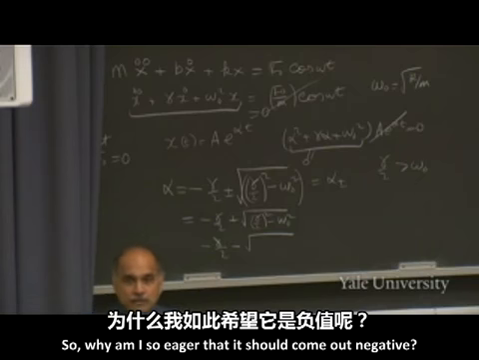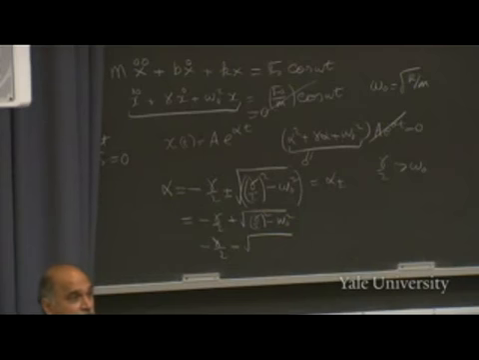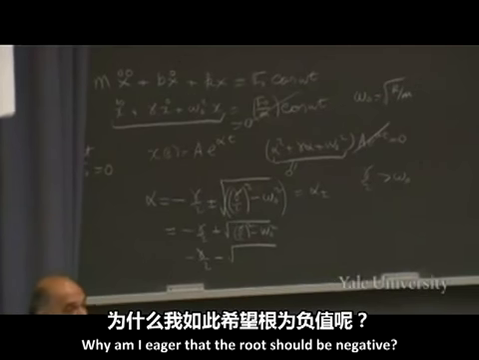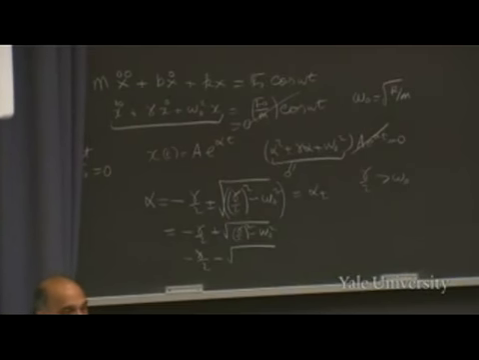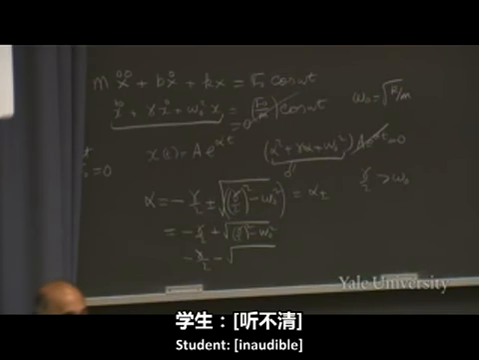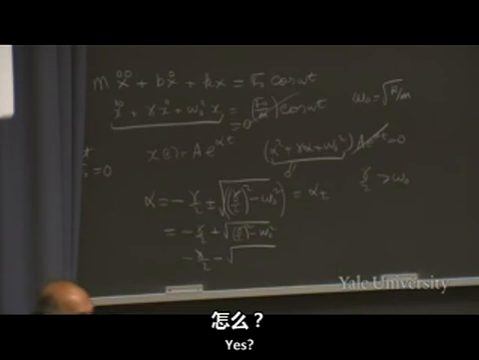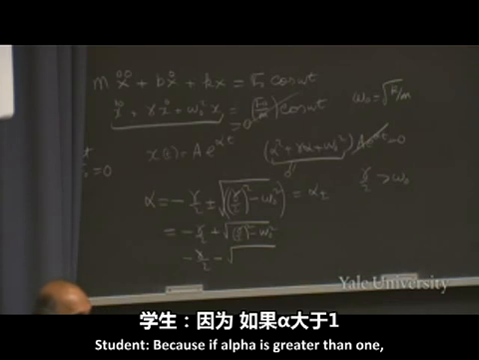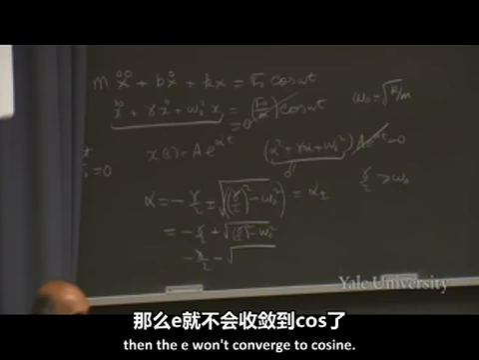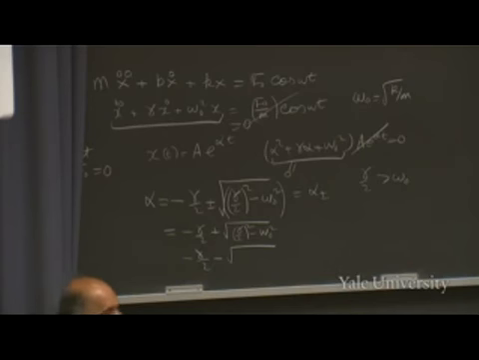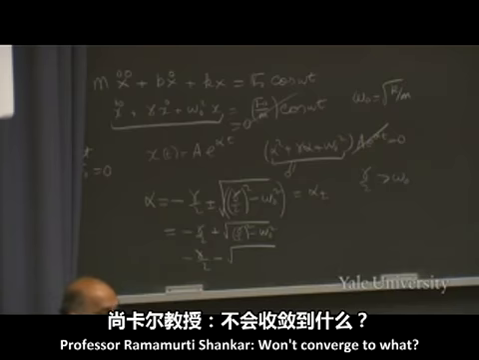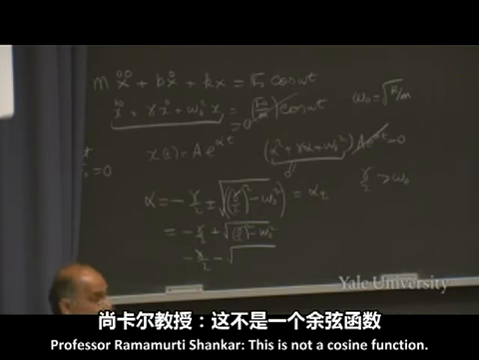So why am I so eager that it should come out negative? Why am I eager that the roots should be negative? Yes? So when you take two derivatives, it gets the function. No, even if I had positive, if I took two derivatives, it will work out. Yes? Because if alpha is greater than 1, then you won't converge to cosine. Won't converge to what? The cosine function. This is not a cosine function.